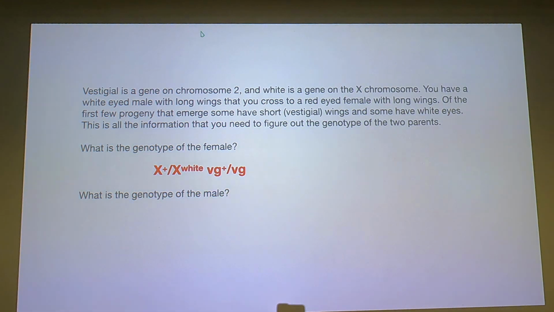Okay, what about the male? What is the genotype of the male? So the male, again, is long wings and white eyes. XWY and then heterozygous for wings. Sounds good to me. Yep, so that's what we got. So now we got the information we need to do the rest of the problem.